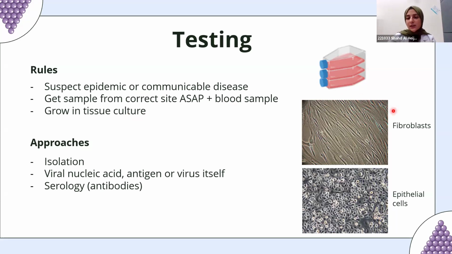In those pictures, you can see this is a culture for fibroblasts. Fibroblasts are elongated, spindle-shaped. Here you have epithelial cells. So those are different shapes of appearances of the culture, basically. Those are tissue cultures. Now you have different approaches. Here you have isolation. You have viral nucleic acid, antigen or virus itself, and you have serology. We're going to talk about them one by one.